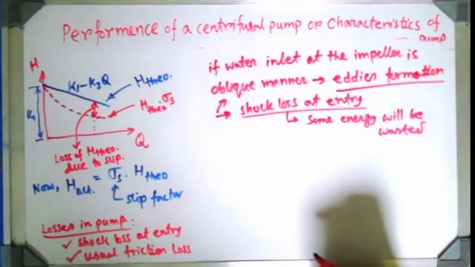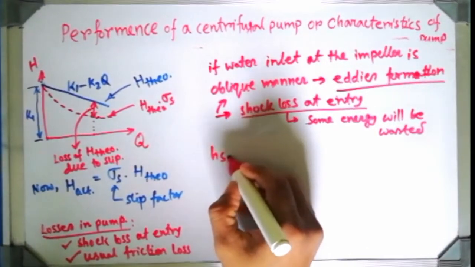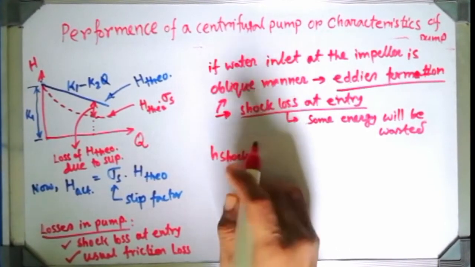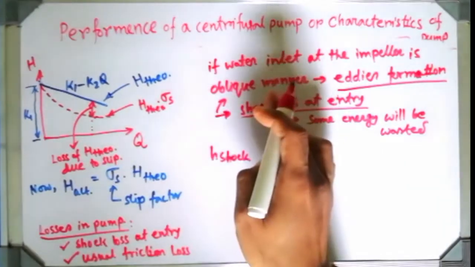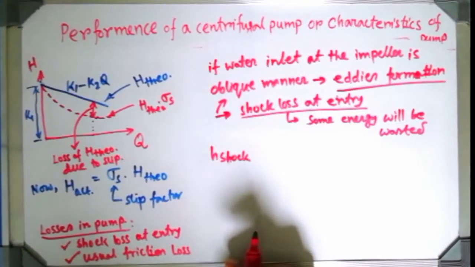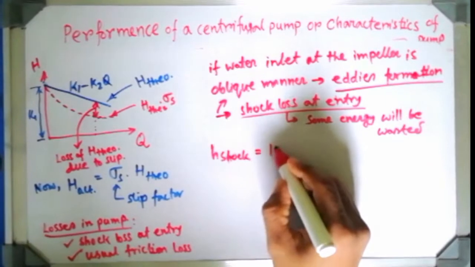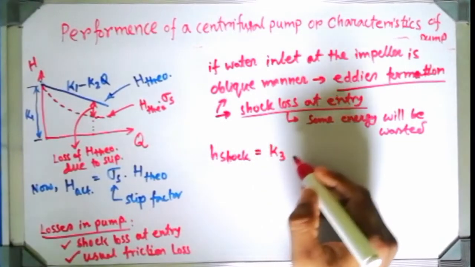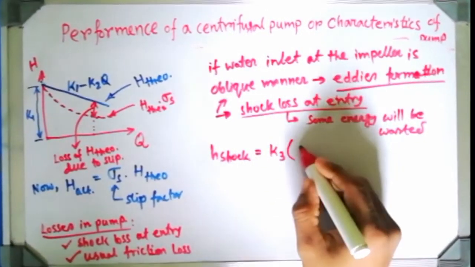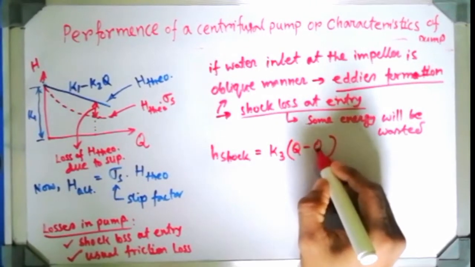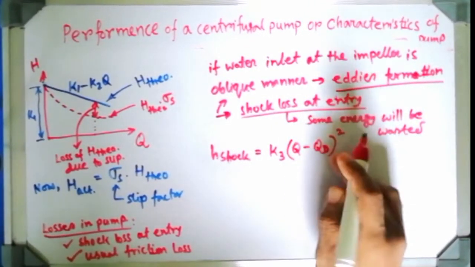Okay, now if we want to quantify H shock, meaning the head loss due to shock. Which shock am I talking about? This shock loss at entry. If I want to quantify it, it can be expressed as a new constant, and the discharge will be there, that is (Q minus QD) squared.